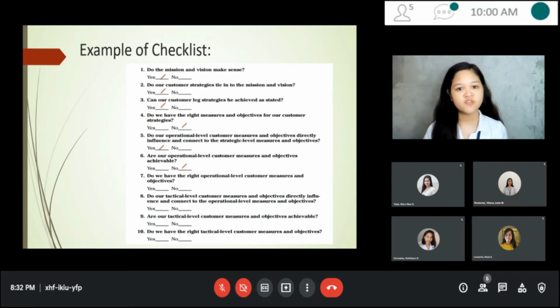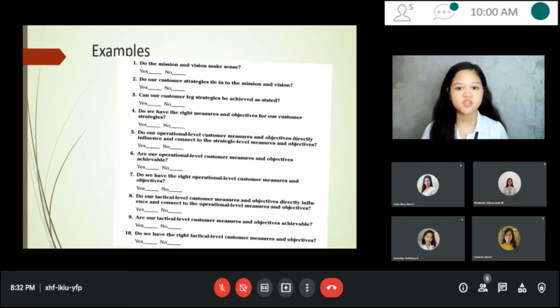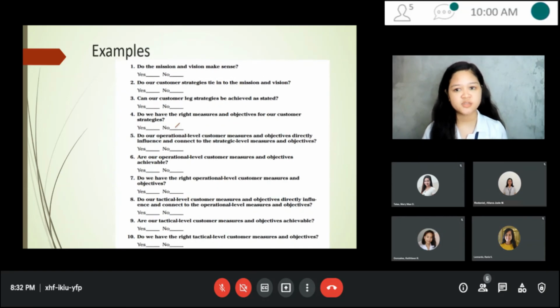So to solve the problem, what you are going to do is review and possibly revise each question below the point where you answered no to get back on track. For example, in number 4, the question was, do we have the right measures and objectives for our customer strategies? Let's say you answered no. This means that you failed to have the right objectives and measures for your customer strategies. So this is the time to take the necessary corrective actions to get back on track.